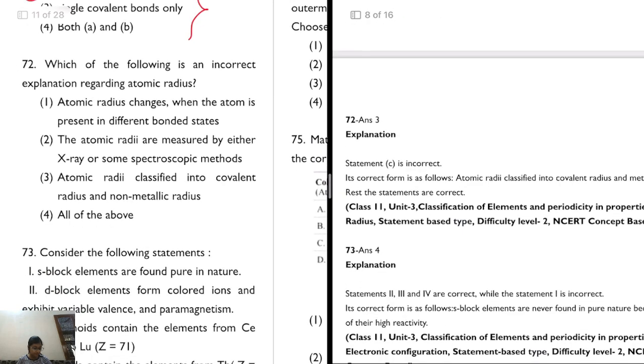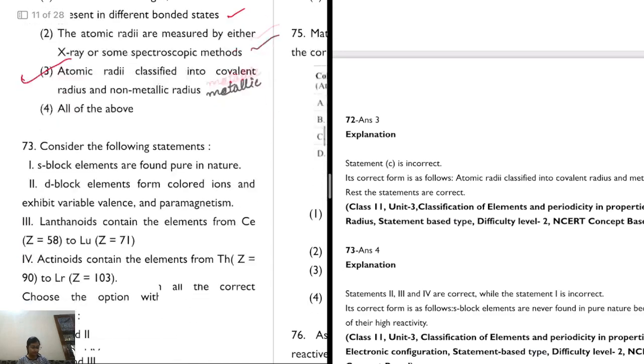In the next question, which of the following is an incorrect explanation regarding atomic radius? Atomic radius changes when the atom is present in different bonding states. This is right. Atomic radii are measured by either X-ray or some spectroscopic methods. Yes, this is also right. Atomic radii are classified into covalent and non-metallic. This is wrong. That is why this would be our answer. Why? Because it is classified into covalent and metallic radii. Okay. So we have our answer here. Let's move to the next question.